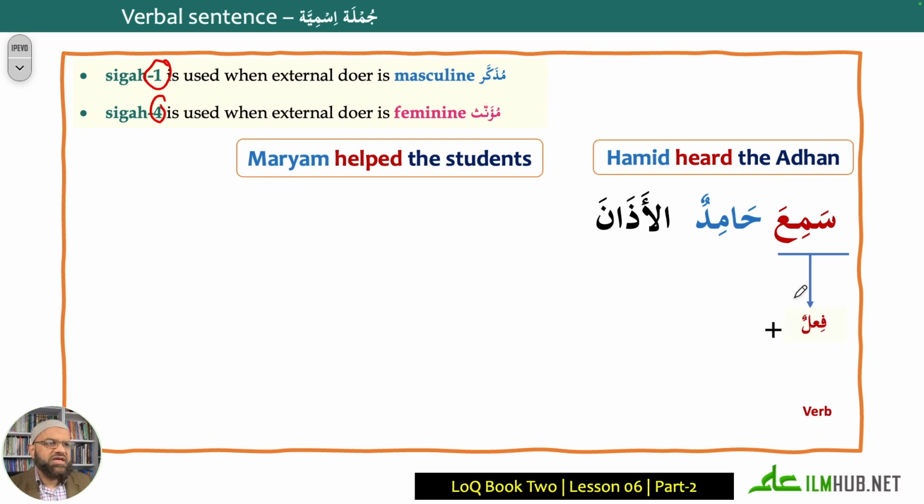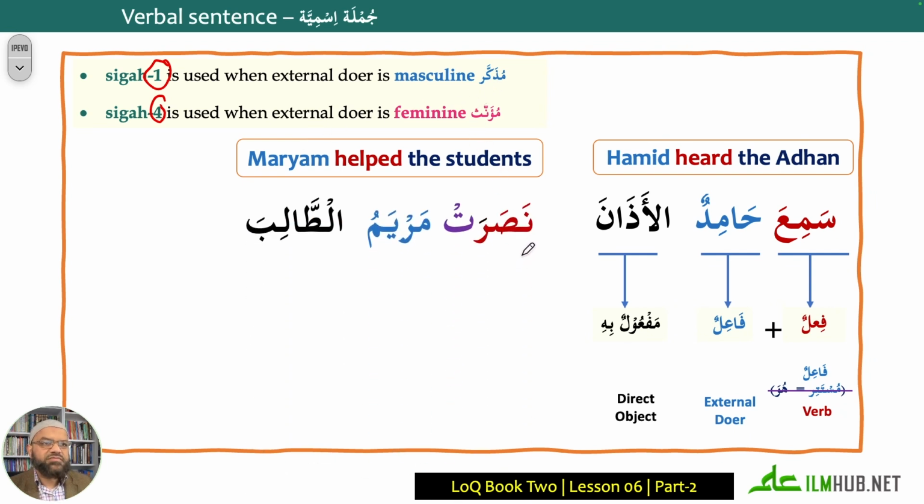Verb, and of course this verb has a hidden doer, mustatir, fa'il, huwa. We cancel that because of Hamidun, fa'il, and then we have al-maf'ulun bihi. So Hamid heard the adhan. The second one I wanted to say was Maryam helped the students. Now Maryam is feminine, of course, and therefore we have to use sigha number 4 with the madi, and we have here nasarat Maryamu at-taliba.